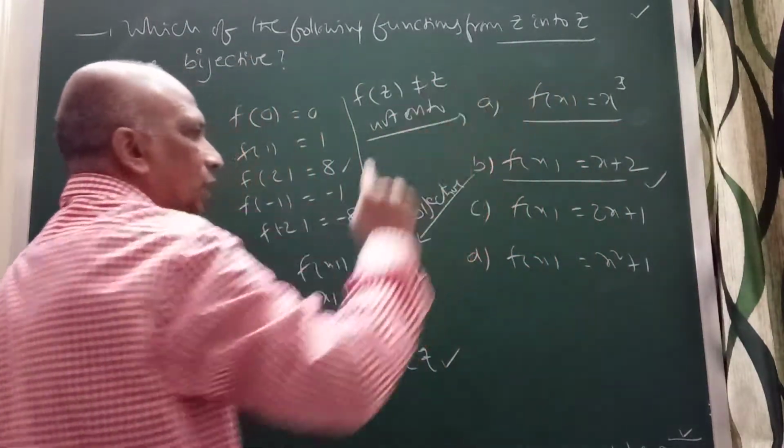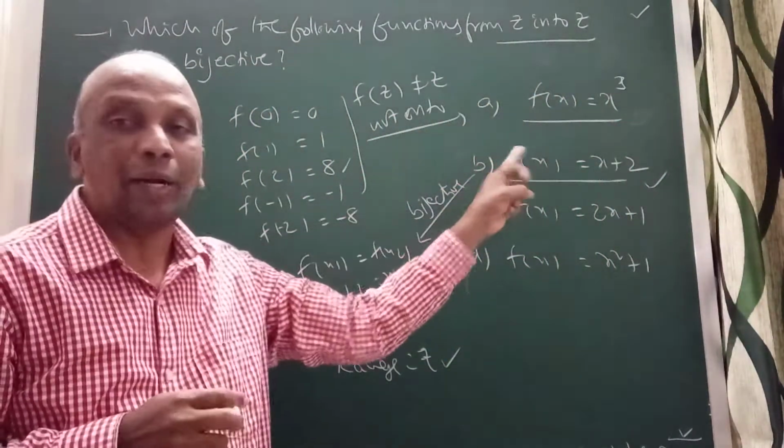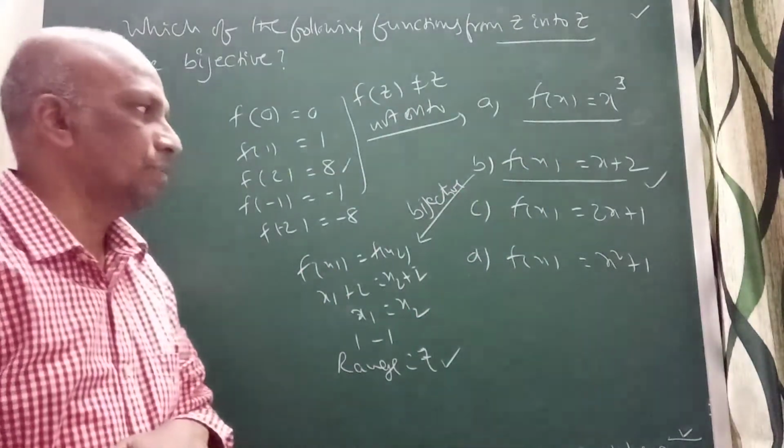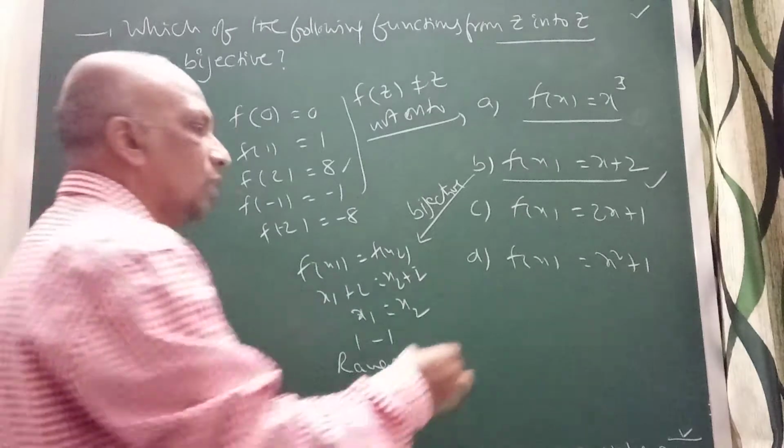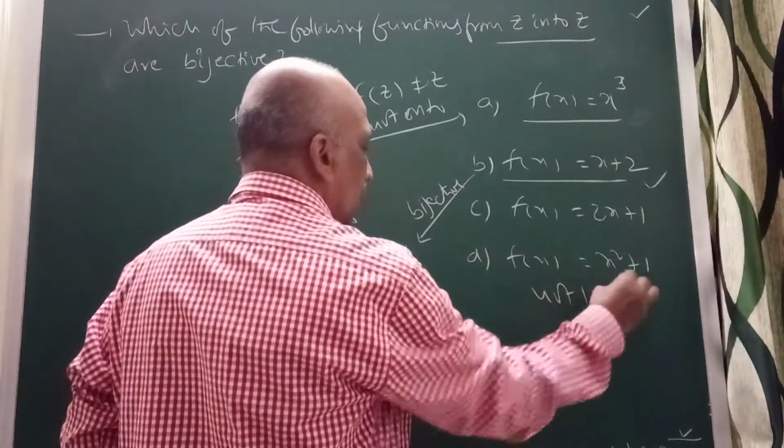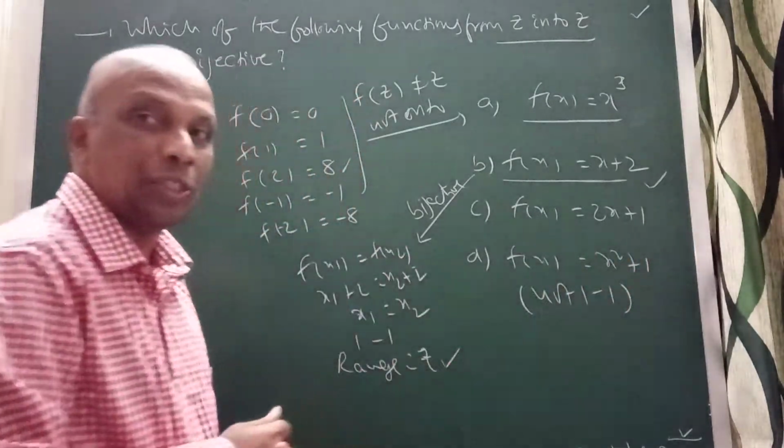So it is not bijective. So clearly this is one-one and onto. It's a bijective function. You can even check. This is not one-one. I'm just giving an idea. This is not one-one because 1 and minus 1 have the same image.